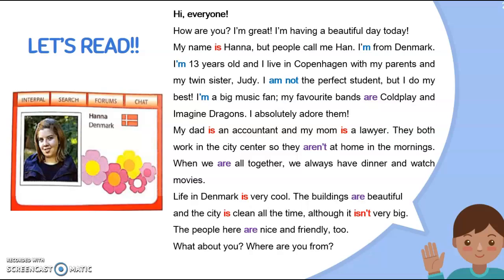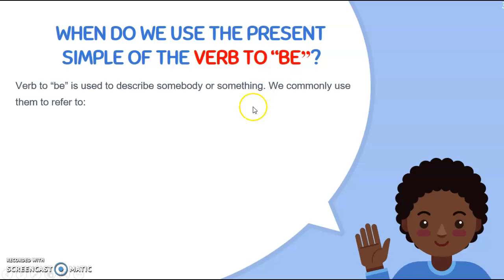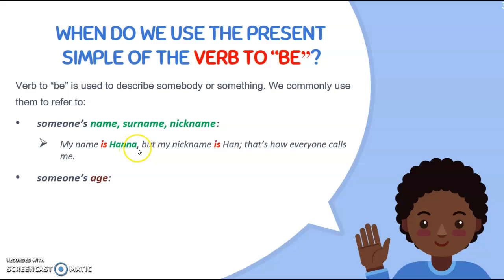All right. So now we're going to see when we should use the verb to be. This is what we call the present simple of the verb to be, which is what we use in order to describe somebody or something. There are many situations in which we can use this verb to be. For example, to refer to someone's name, surname, or nickname. For instance, my name is Hannah, but my nickname is Hen. That's how everyone calls me.